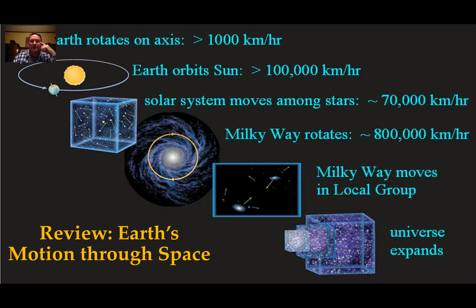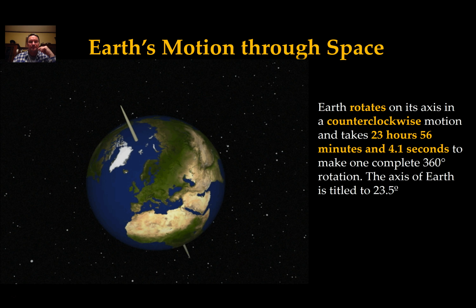Okay, again, just a review of the Earth's motions. You can see that the Earth rotates on its axis and we revolve around the sun and that the solar system is moving amongst the stars, etc. The primary thing that I want to get across here is how these motions affect what we observe in the night sky. Of course, the two that have the most influence are the Earth's rotation and its revolution around the sun.